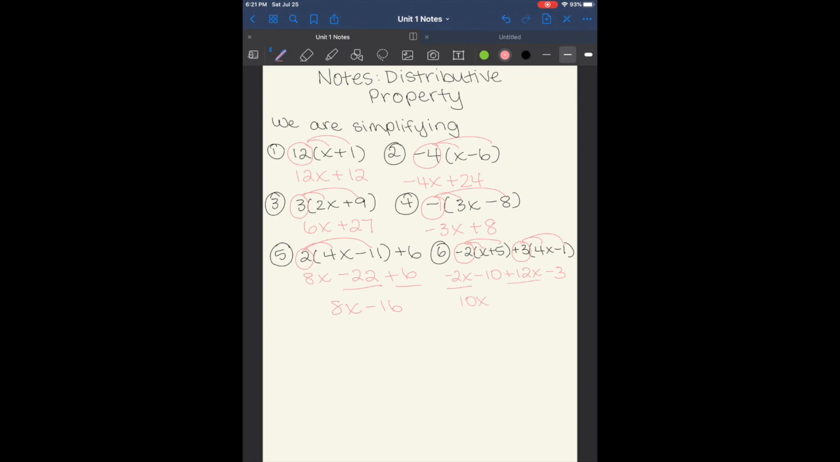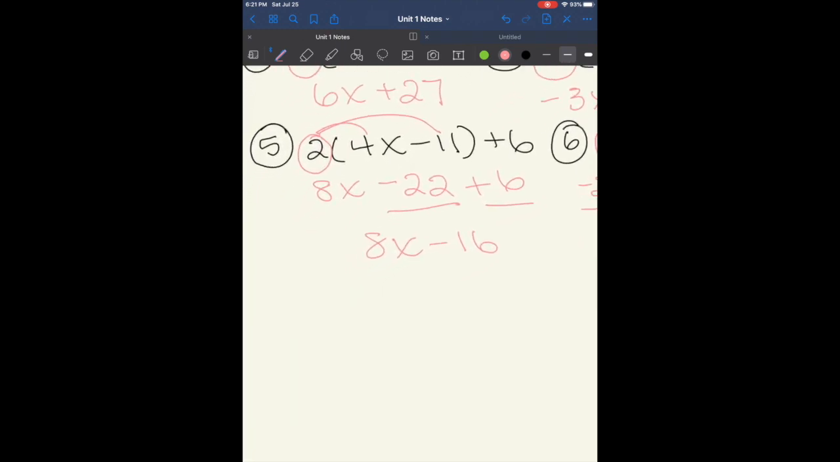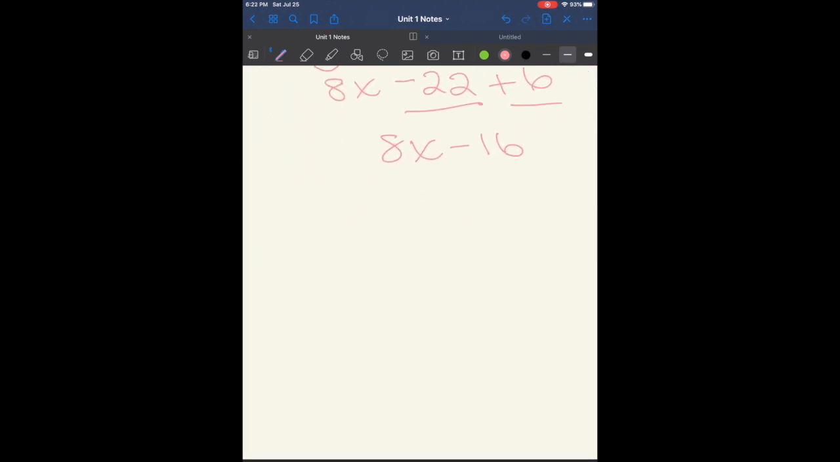So now we're combining like terms. So we have negative 2x and 12x, which gives us 10x. And we have negative 10 and negative 3, which gives us negative 13. So the answer is 10x minus 13.